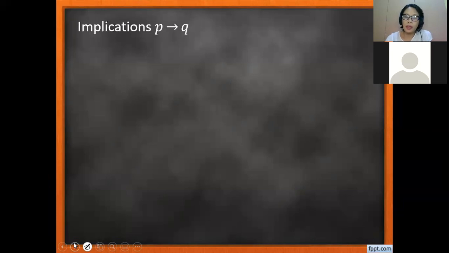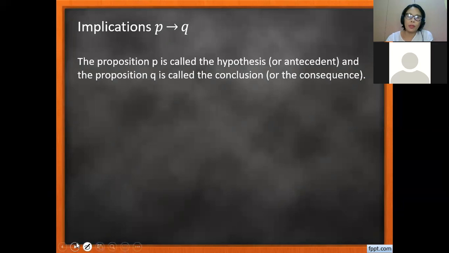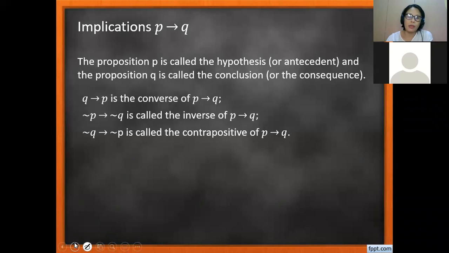So, we have the implication denoted by this symbol, and this is read as if P, then Q. Now, just to recall, the proposition P is called the hypothesis or antecedent, and the proposition Q is called the conclusion or the consequence. Okay, so that's the part of the if-then statement, the implication statement.